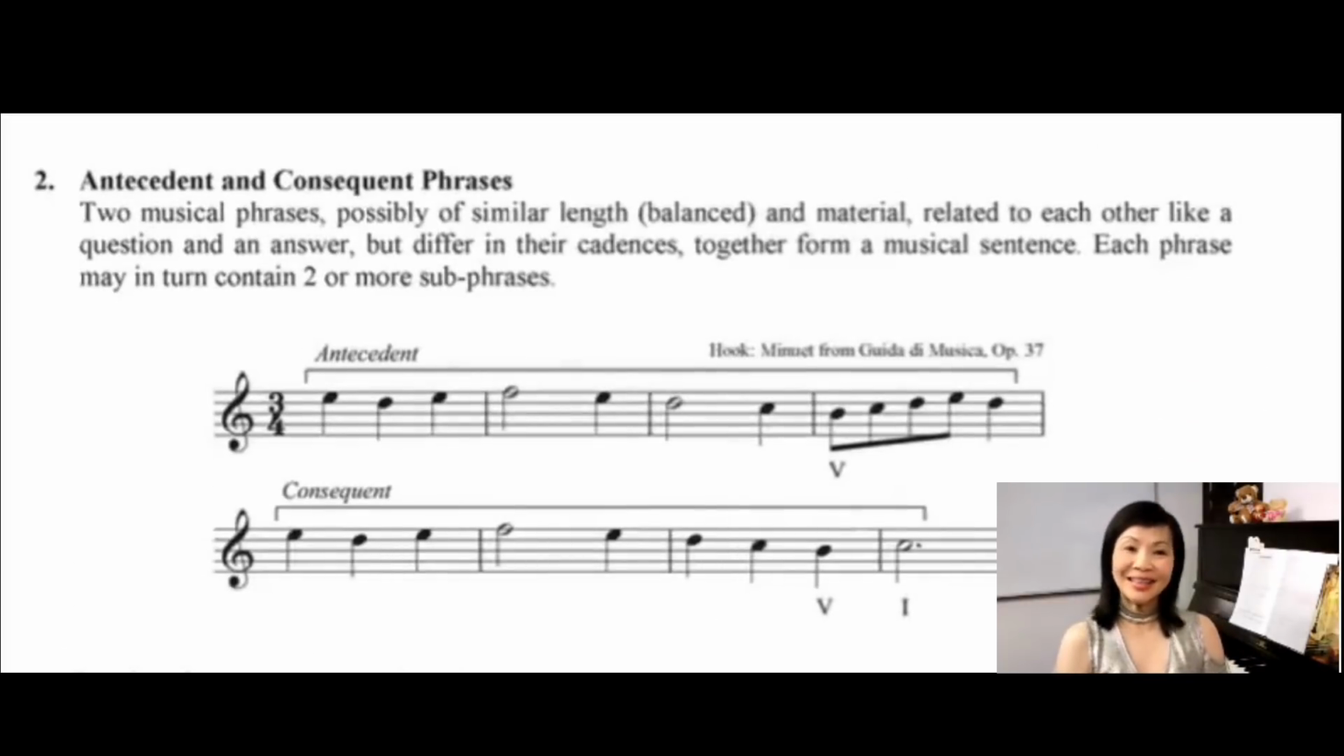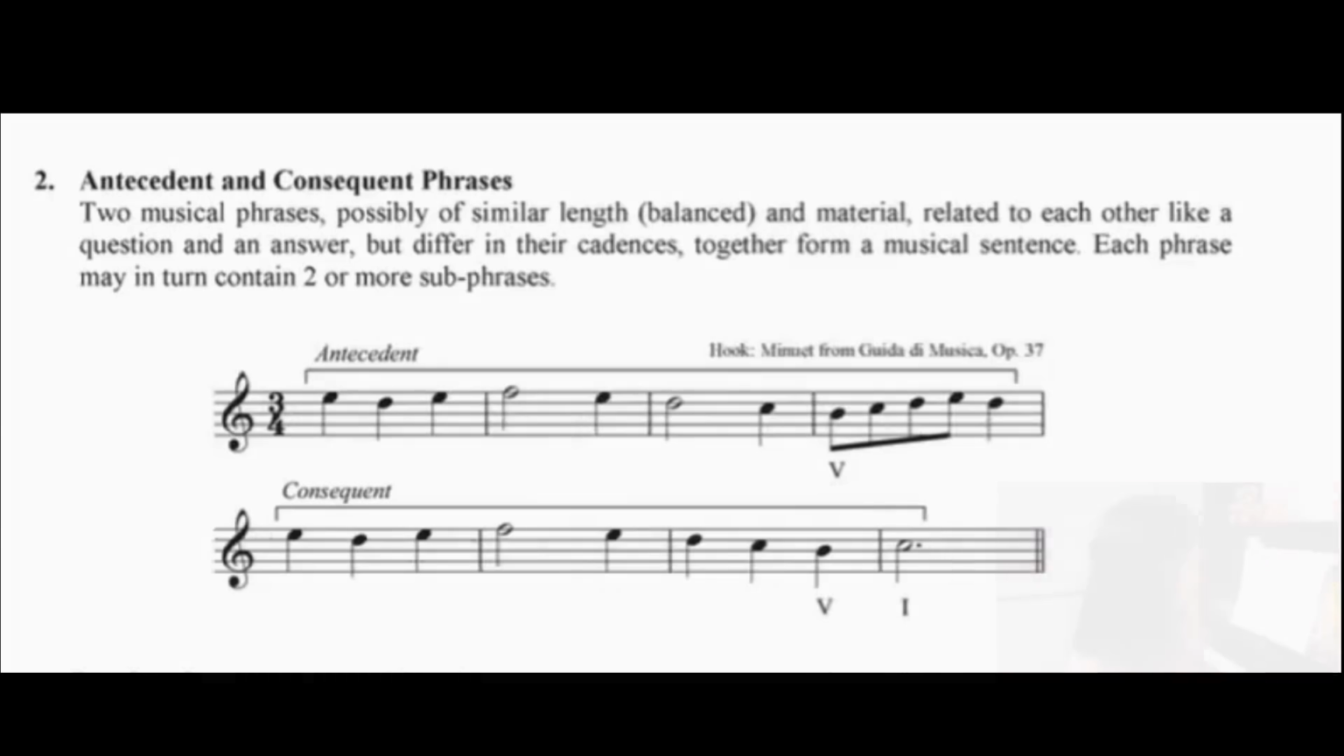Let us now look at the next page, antecedent and consequent phrasing. In this example, we have the antecedent phrase, 4 bars, ending with an imperfect cadence. In the next phrase, it is a consequent phrase, also 4 bars, which ends with a perfect cadence. Here it goes.